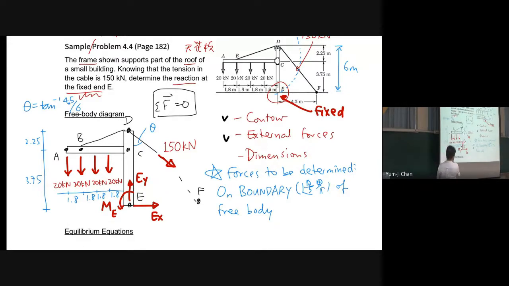And this is our free-body diagram. Three elements. The first one is the contour. The second one is the external forces. And the third one is the dimensions. Okay.